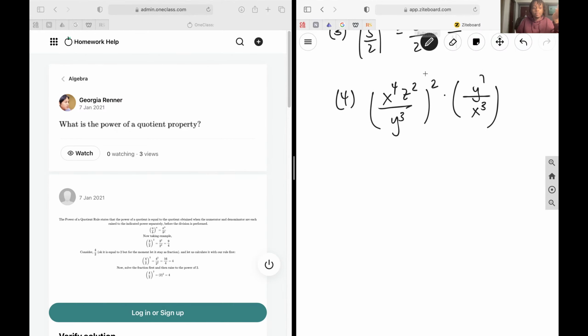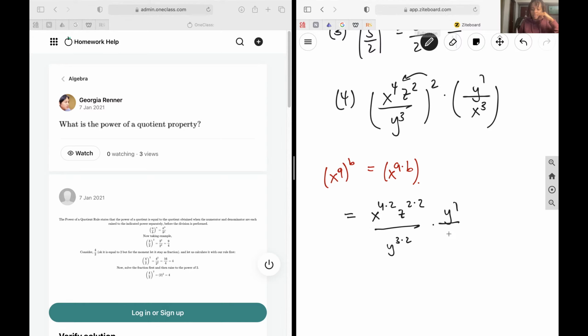And so first I'm going to apply the power of a quotient property to multiply all of these powers by that 2, and that's based off the fact that x to the power of a, all to the power of b, is x to the power of a by b, because it's not just a 1 in that place. And so applying that, I would get x to the power of 4 by 2, z to the power of 2 by 2 over y to the power of 3 by 2, multiplied by y to the power of 7 over x cubed. This gives me x to the power of 8, z to the power of 4 over y to the power of 6, times y to the power of 7 over x cubed.